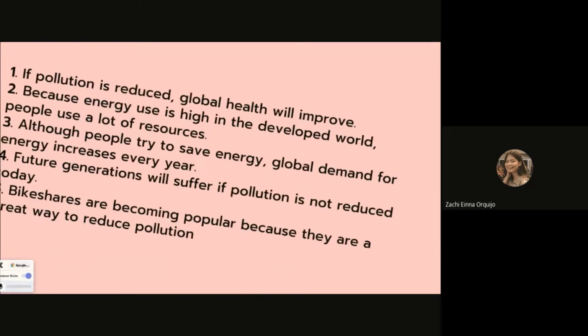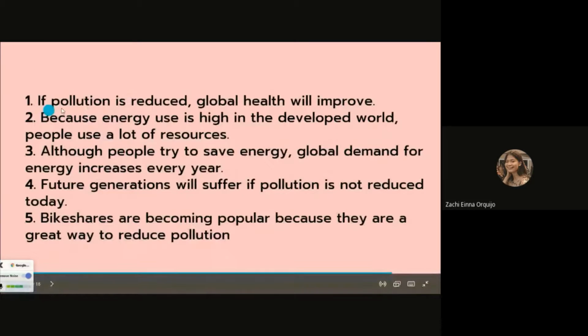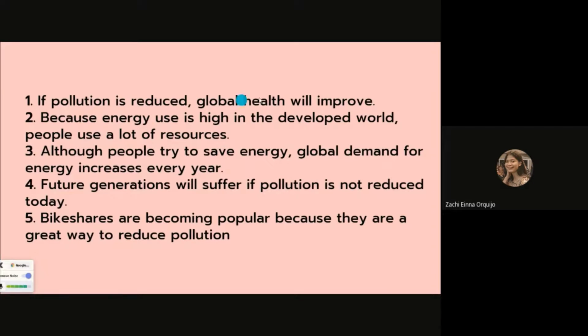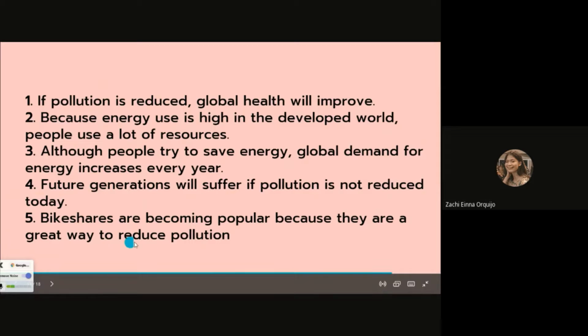So we have here sentences. So our first sentence is if pollution is reduced, global health will improve. So what is the cause and what is the effect? Second, because energy use is high in the developed world, people use a lot of resources. What is the cause and what is the effect in this sentence? Third, although people try to save energy, global demand for energy increases every year. What is the cause and what is the effect of this sentence? And fourth, future generations will suffer if pollution is not reduced today. And five, bike shares are becoming popular because they are a great way to reduce pollution.